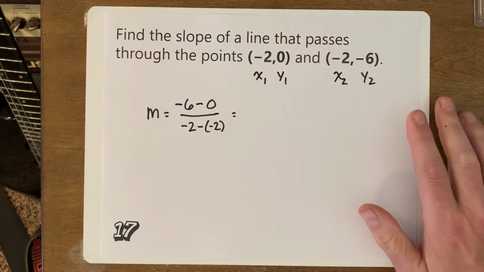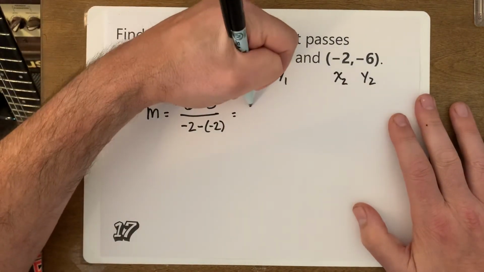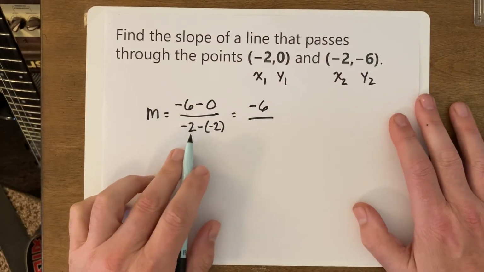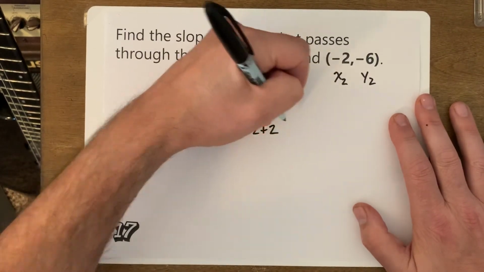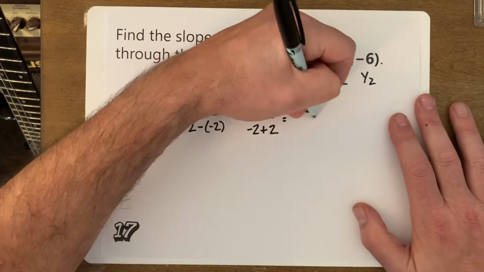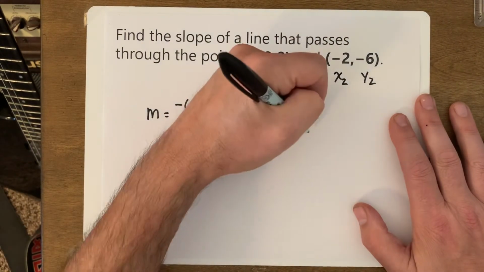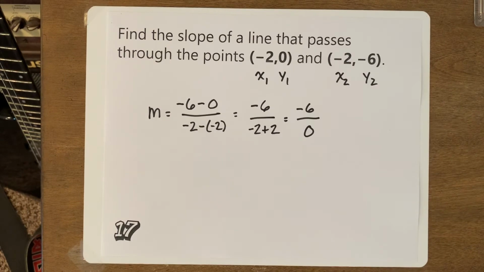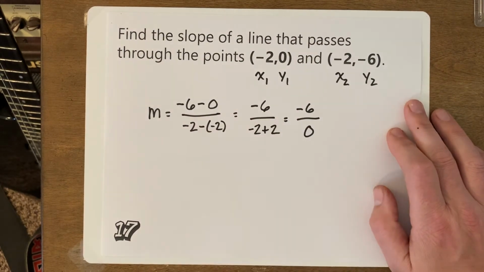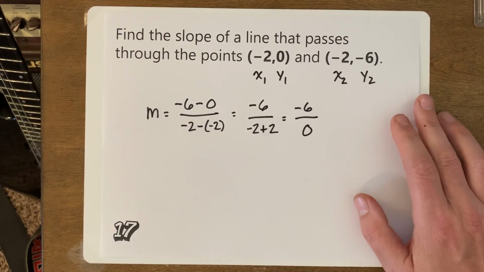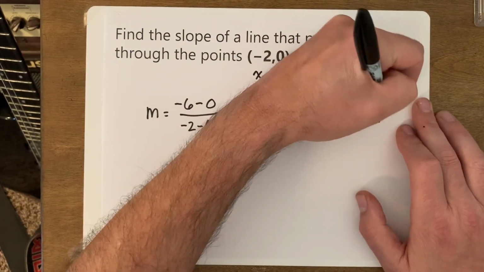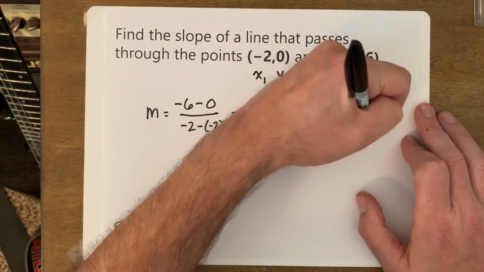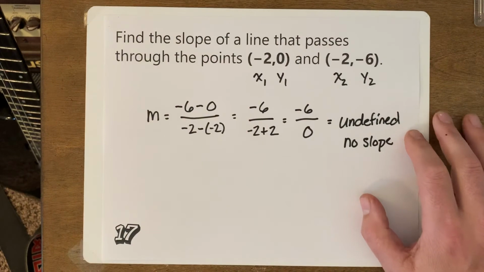Okay, so let's take this one step by step. Negative 6 take away 0 is still negative 6, right? But negative 2 minus negative 2 is really negative 2 plus 2. So what happens is your numerator stays negative 6, but your denominator is going to be 0 right here. I can't tell you how many times I've seen students write 0 down for their answer. That can't be. The reason why is because when you divide by 0, it's basically garbage. It gives you no information. And so what happens is you get undefined. Or you can write no slope. Either of those two answers are correct.